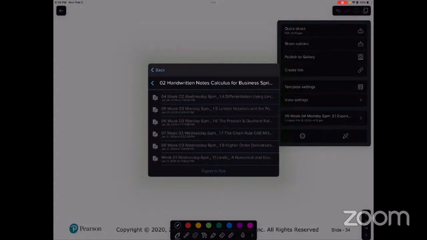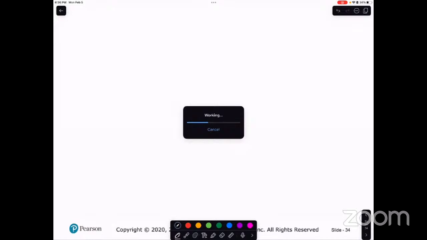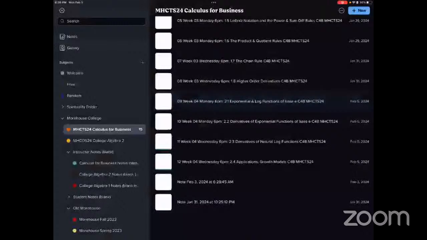When this bar finishes loading, you'll be able to access a copy of anything that you saw me writing. And let's go ahead and pull up section 2.2.